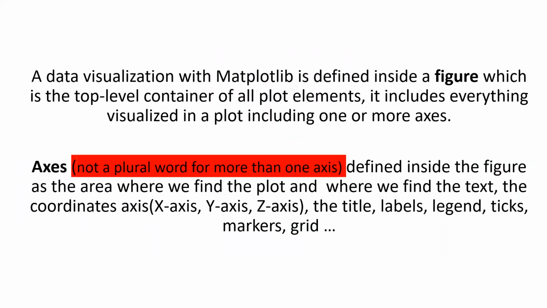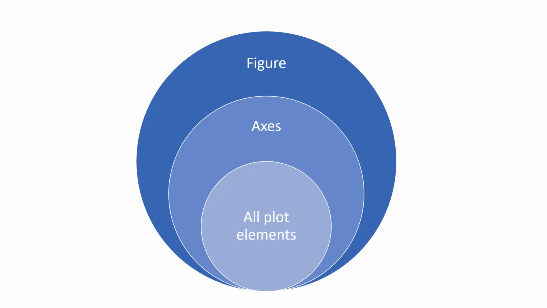Data visualization with Matplotlib is defined inside a figure, which is the top-level container of all plots elements. It includes everything visualized in a plot, including one or more axes. Axis, as I highlighted here in red, it is not a plural word of more than one axis, defined inside the figure as the area where we define the plot and where we find the text, the coordinates axis, x-axis, y-axis, and for the 3D visualization we have the z-axis, the title, labels, legend, text, markers, grid. As you can see here, we have the top level, which is the figure. Inside the figure, we have the axis. And inside each axis, we find the plot elements.